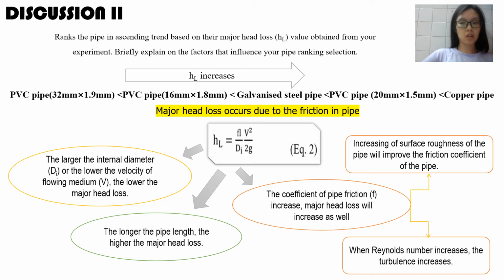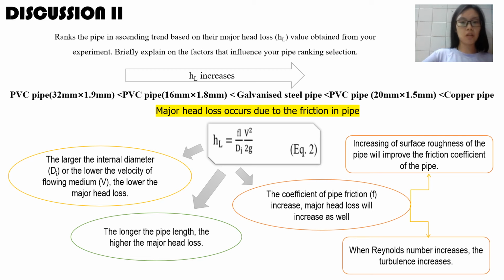Based on the equation above, the larger the internal diameter or the lower the velocity of the flowing medium, the lower the major head loss. This means that the major head loss is inversely proportional to the internal diameter but proportional to the velocity of the fluid. Then, since the length of the pipe is set as a constant throughout this experiment, there is no effect on the major head loss. However, this is also one of the factors that will affect the pipe ranking selection. The longer the pipe length, the higher the major head loss.